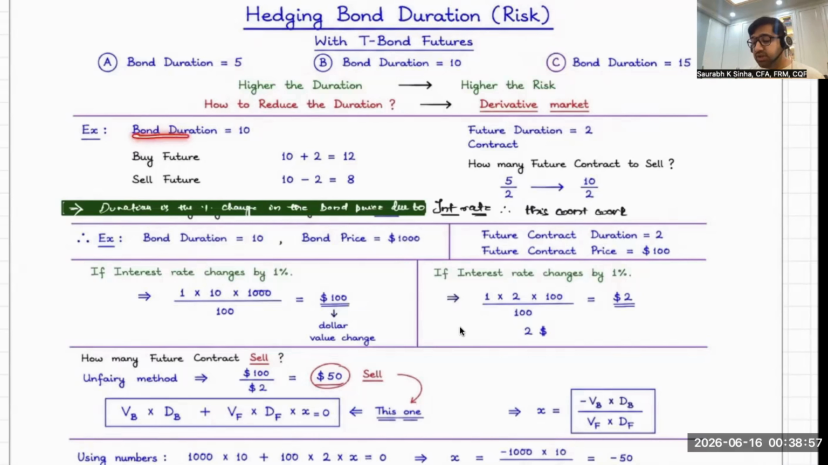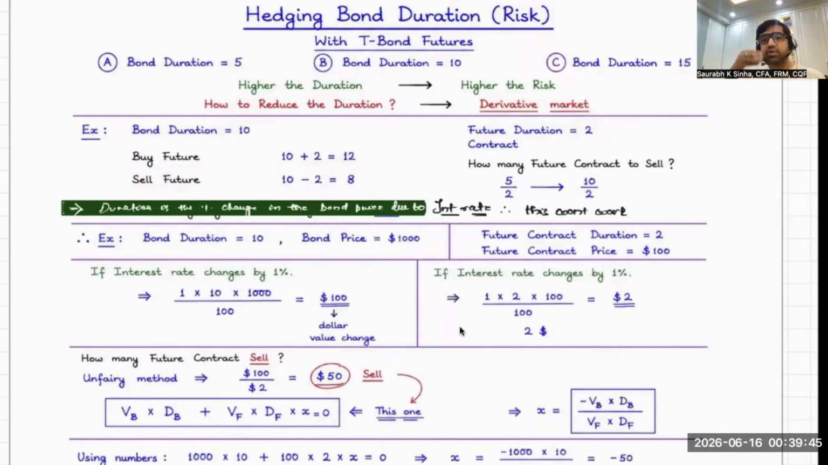So a bond has a duration of 10 and a futures contract has a duration of 2. If you buy more futures contracts, what will happen to the duration of the portfolio? It will increase, because the bond duration is 10, which is positive, and this is also positive. So if you buy more futures contracts, the duration will increase for the portfolio, right? If you sell the futures contract, then the duration will fall. If you buy one bond and buy one futures contract, the net duration would be 12. If you buy one bond and sell one futures contract, the net duration is going to be 8.